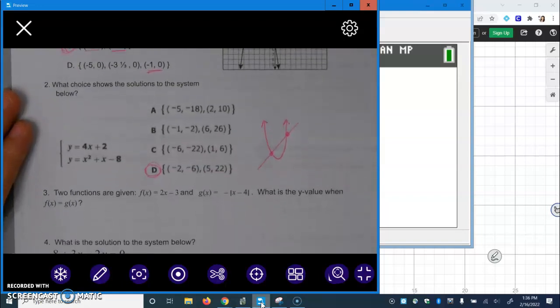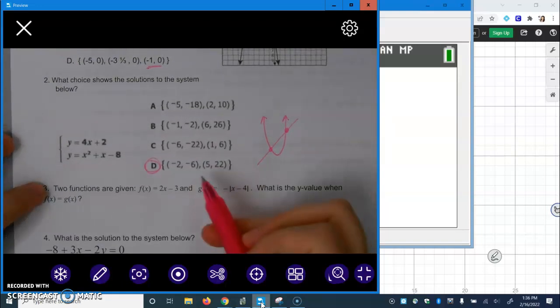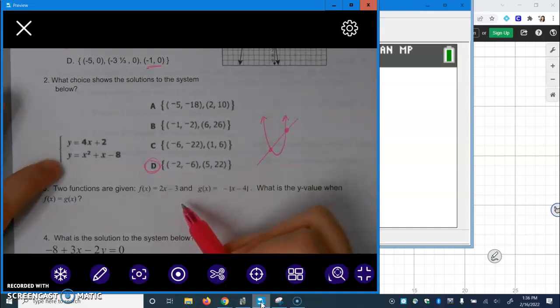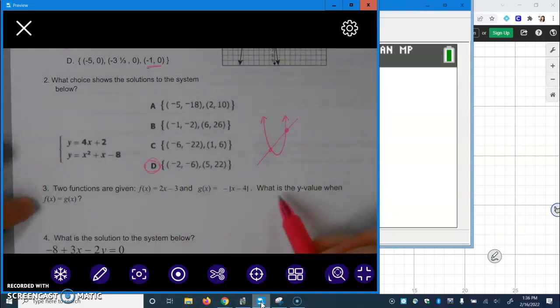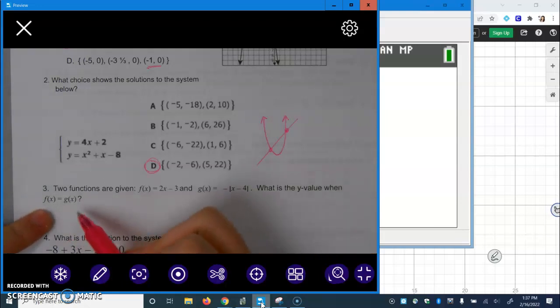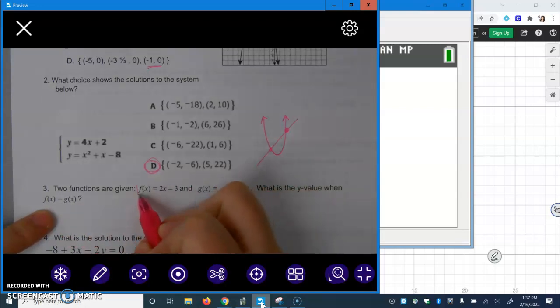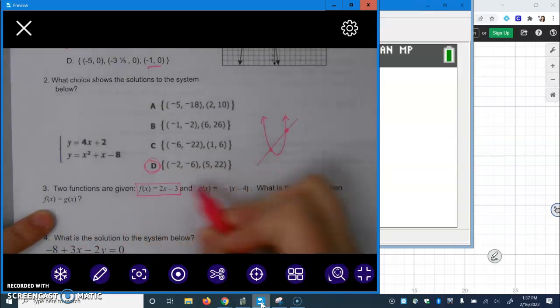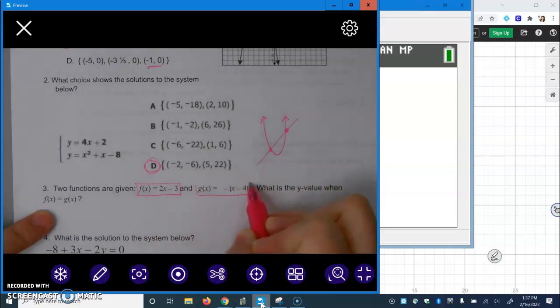All right, question number 3, we're going to do in Desmos. They give us 2 functions, which is the same as giving us 2 equations. And what is the y value when f of x equals g of x? That's a solution. We're solving to see where they equal each other. So that just means we're going to do it the same way. I'm going to graph that one, I'm going to graph that one, and I'm going to see where they intersect.